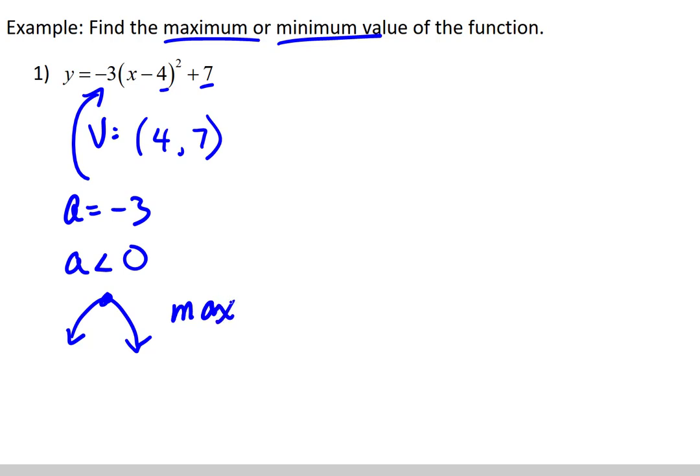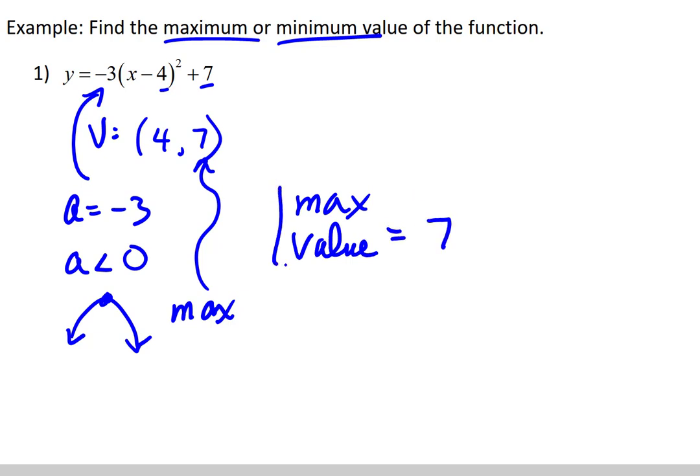Now, the max value happens to be the y-coordinate of the vertex, but so would it be if it were the minimum value. We just look always for the y-coordinate as we said in our notes above. So our max value in this case is just the y-coordinate, and that is 7. The x-coordinate tells us where that would occur on a graph, but it is not the actual max value. The y-coordinate is.